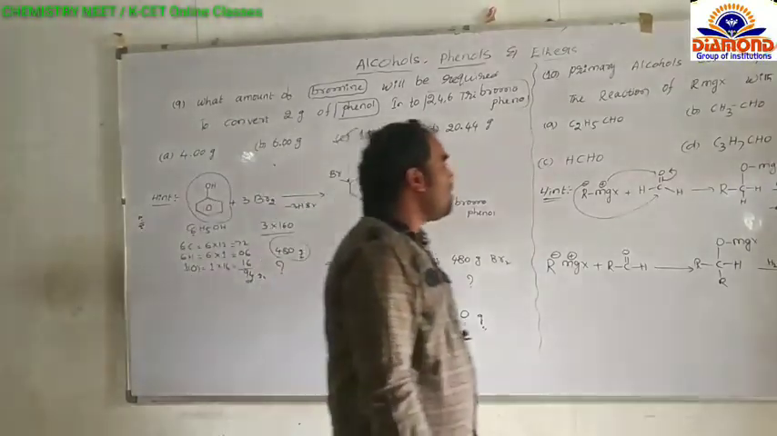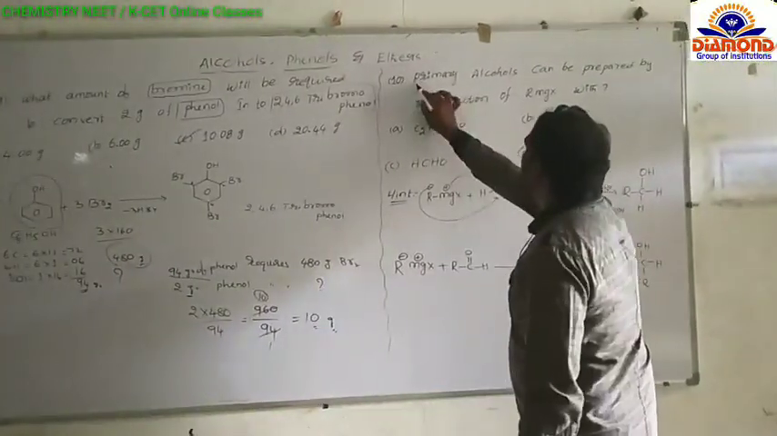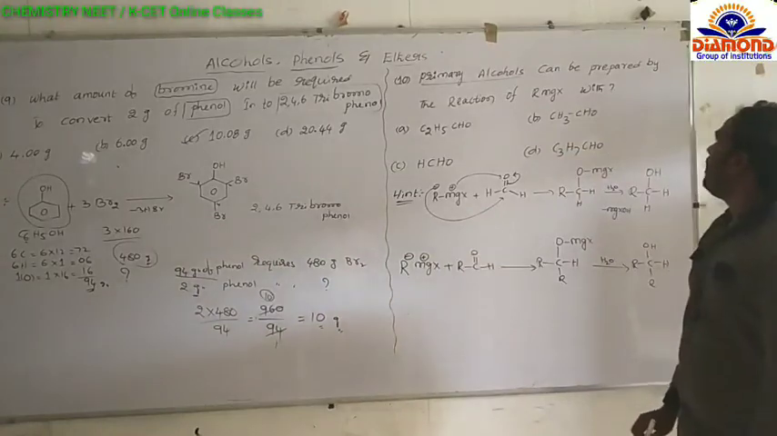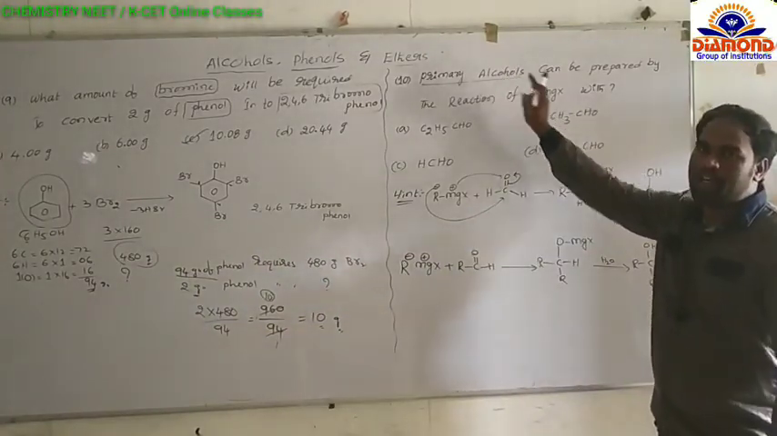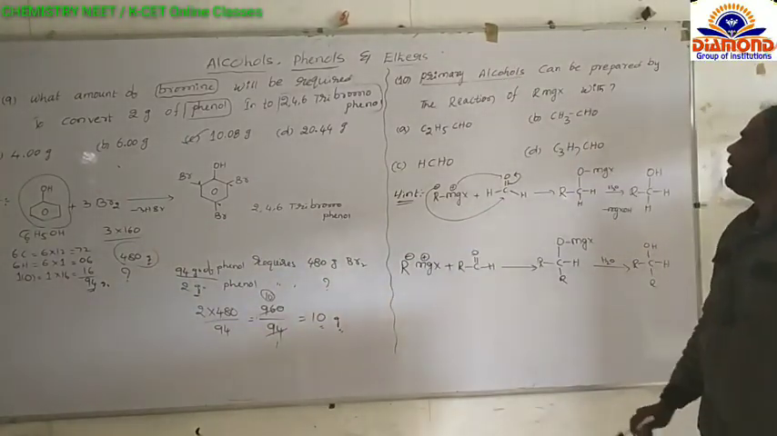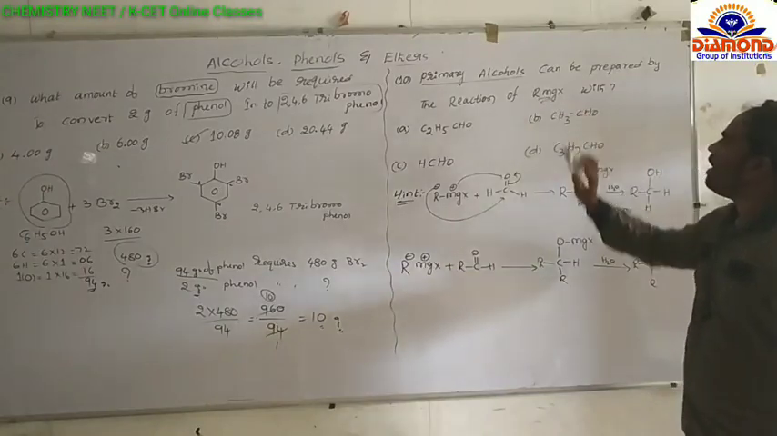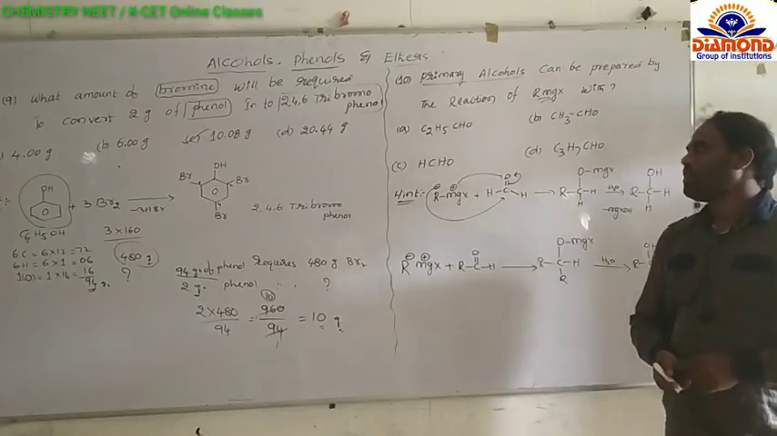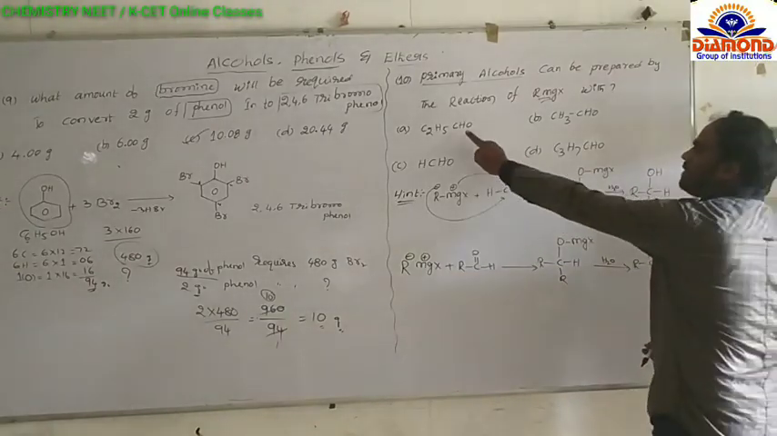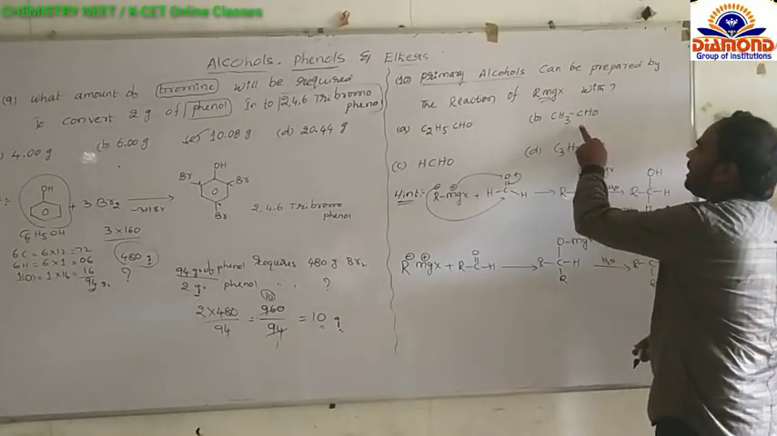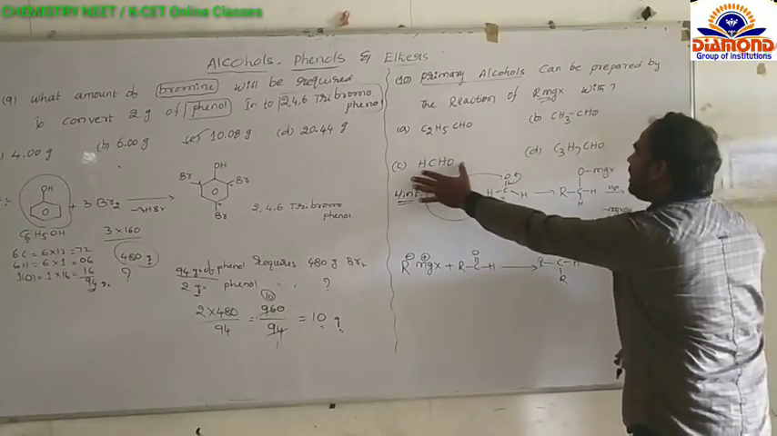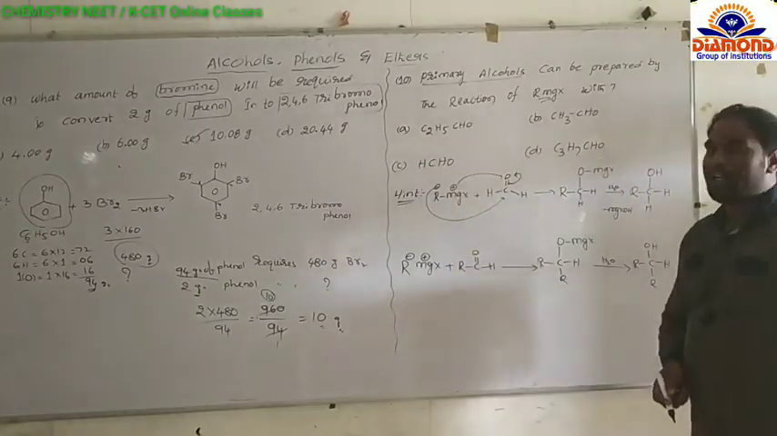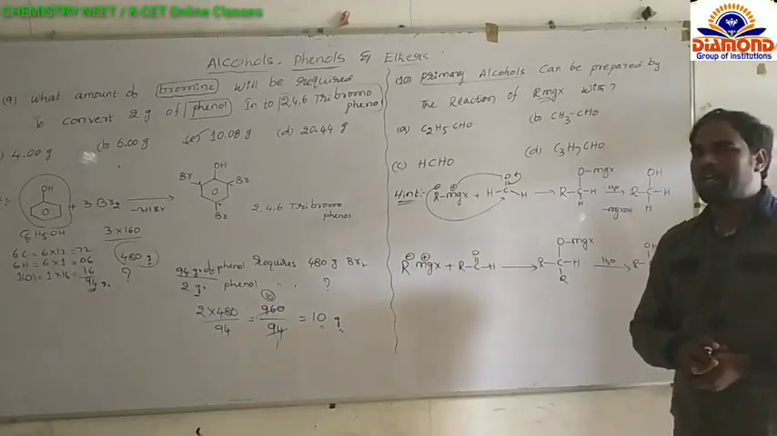Next question. Primary alcohols can be prepared, meaning these are the products. Primary alcohols can be prepared by the reaction of Grignard reagent, RMgX, with what? That is the question. Here we have propanaldehyde, acetaldehyde, formaldehyde, and butanaldehyde. All are aldehydes.